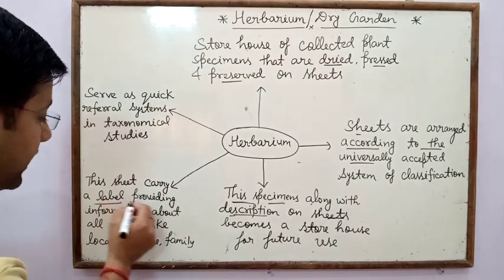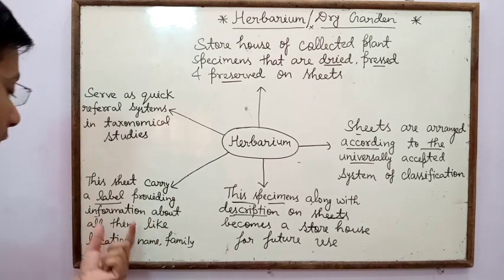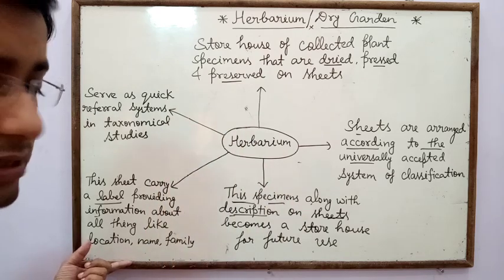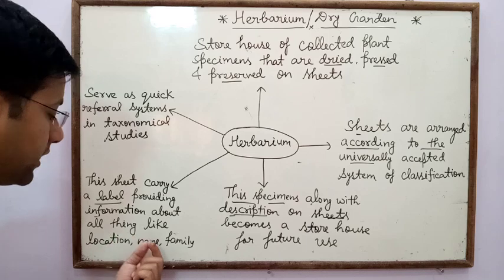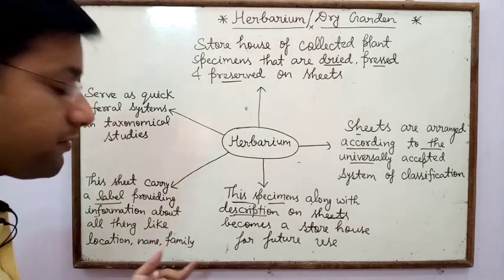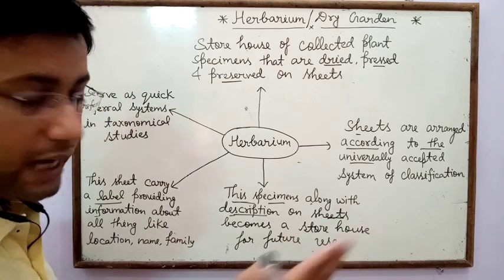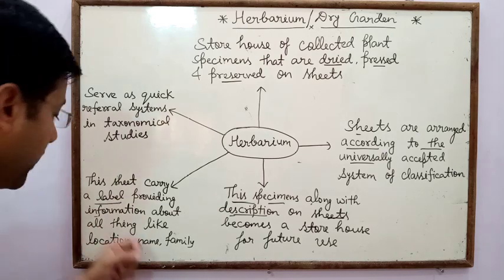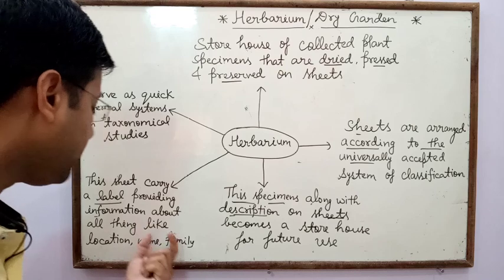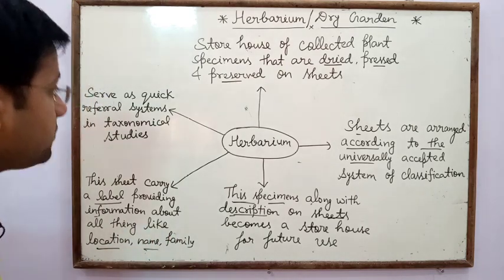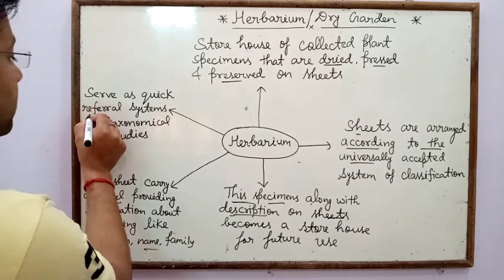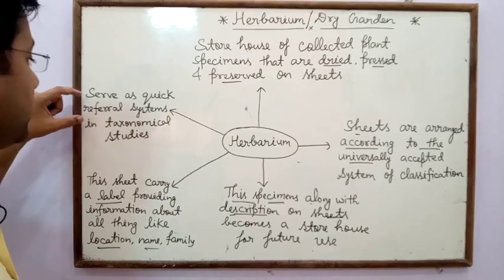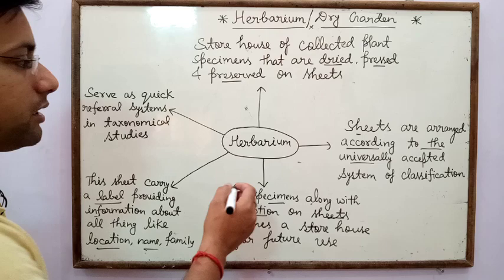Then each sheet carries a label providing information like location, name, and family, meaning the location of that particular species, the common name, the botanical name, family, class, order, species, etc. These labels serve as quick referral systems in taxonomical studies.